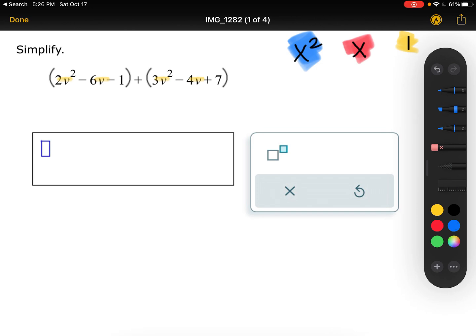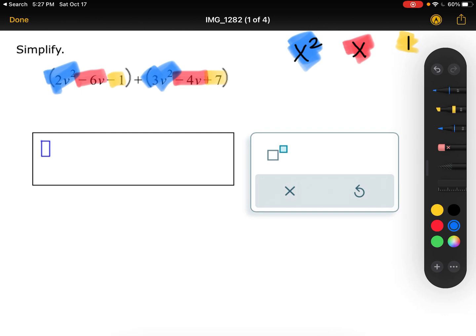So when you are looking at this, what I'm going to tell you to do is to look at these as separate entities. If I have 2v squared over here and 3v squared, that's one group. Then I have minus 6v, and don't forget to include whatever sign is in front of it. So negative 6v and minus 4v, and then negative 1 and positive 7.